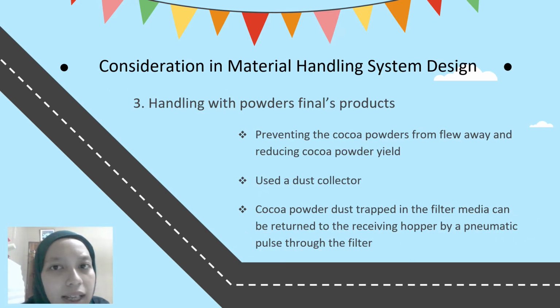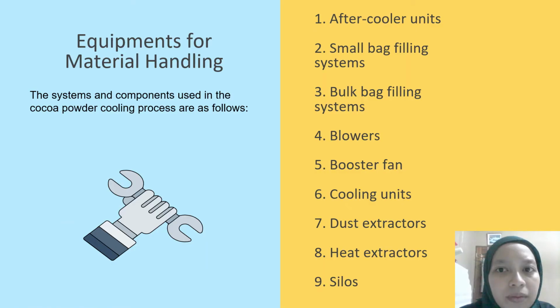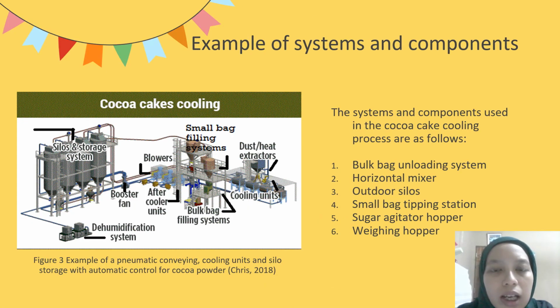The third one is handling the powder's final product. Cocoa powder that's trapped in the filter media can be returned to the receiving hopper by pneumatic pulse through filter. There are 9 equipment for material handling. First is after cooler units, small bag filling system, bulk bag filling system, blowers, booster fan, cooling units, dust extractor, heat extractor, and lastly is silos. This is the example for system and component used in the cocoa cake cooling process.